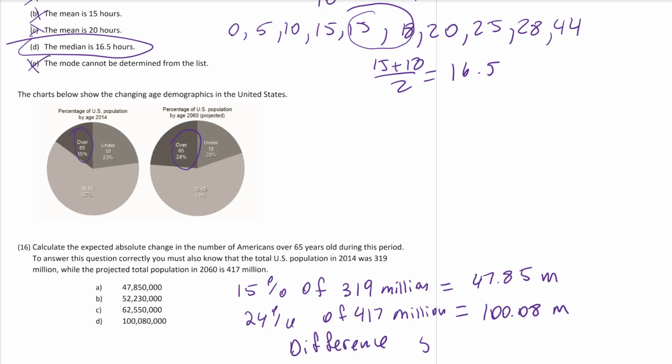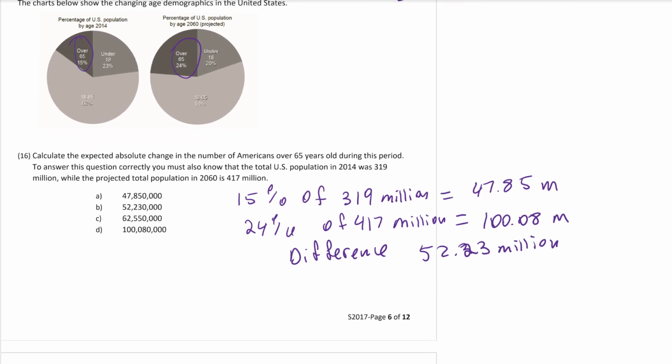So that is 52.23 of a million. Million means 6 significant figures, 2 already here, so we need 4 more. So that gives us 52,230,000, which is choice B. You can also see it by just looking at the choices, but the concept is this, right? You calculate those percentages and then you're just asked to find the difference.